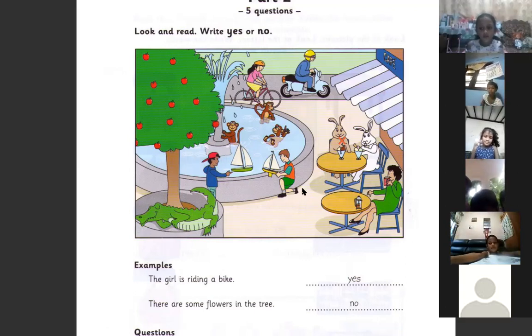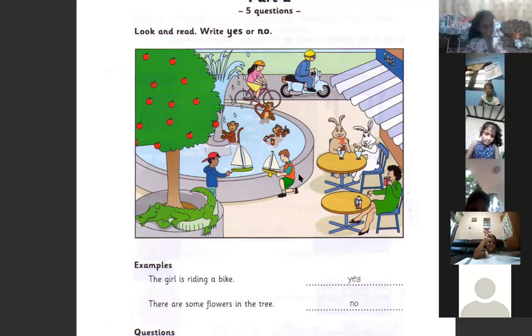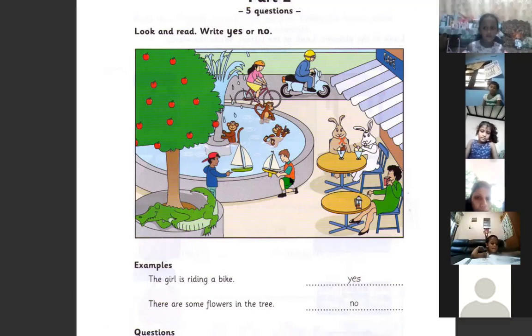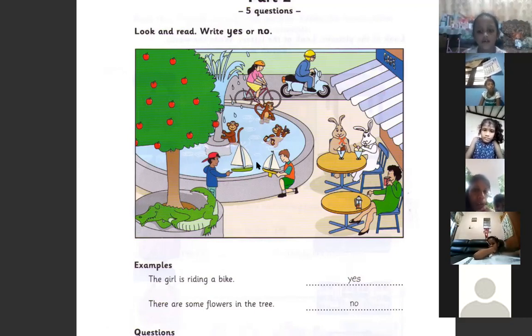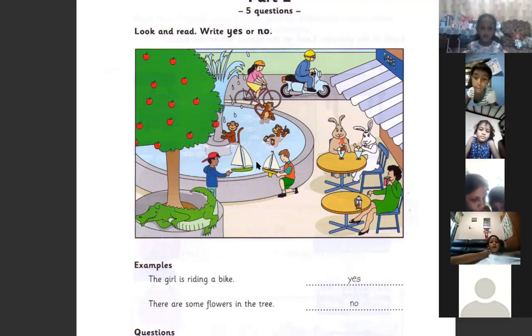Okay, next one. Look at these two boys. What are they holding, what are they playing with? What are they playing with? Boats. Yes, they are toy boats. They are toy boats.